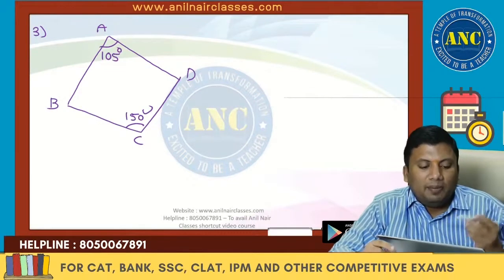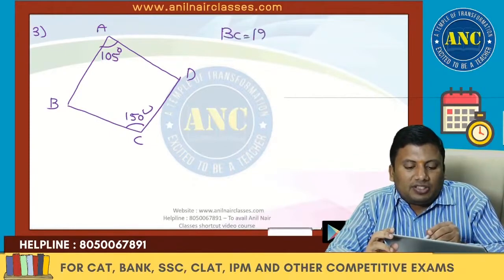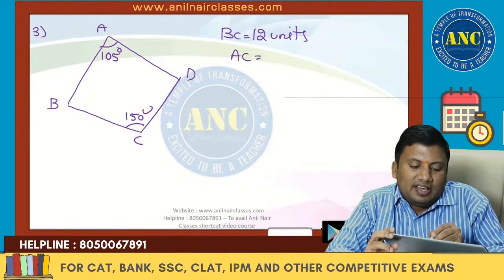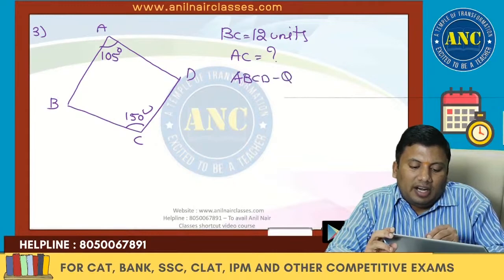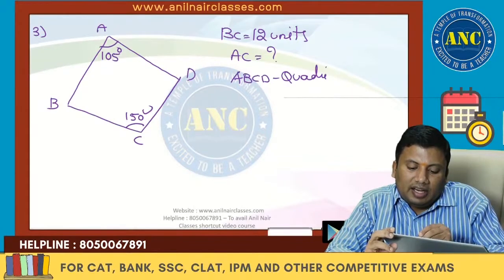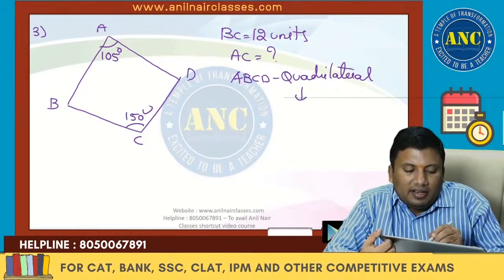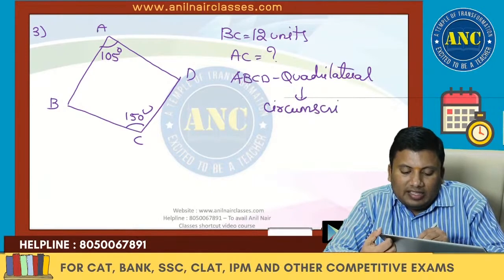So these ABCD, nothing. BC is nothing but 12 units. AC is how much? ABCD is a quadrilateral, inscribed, or a quadrilateral where a circle can be circumscribed.